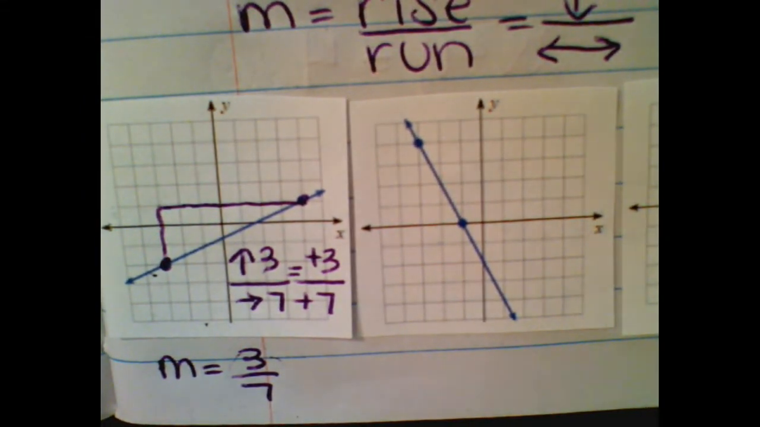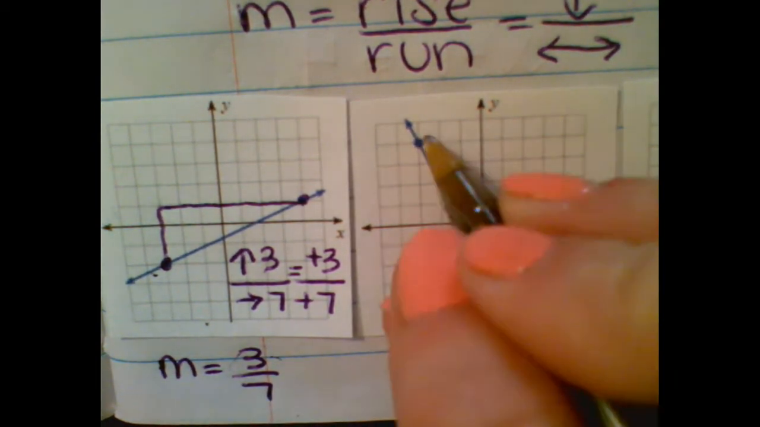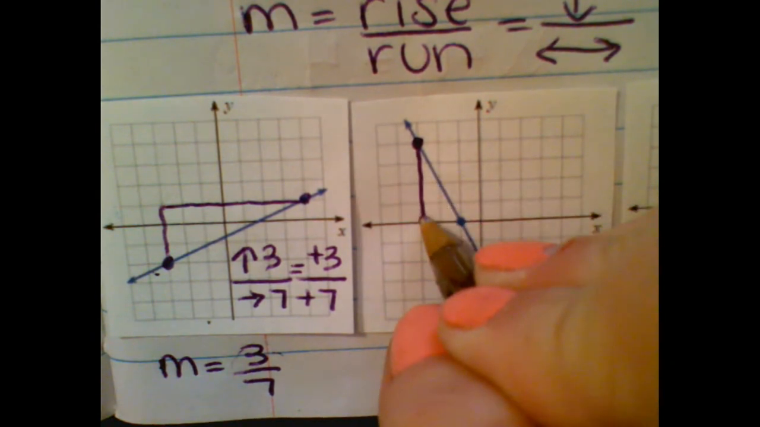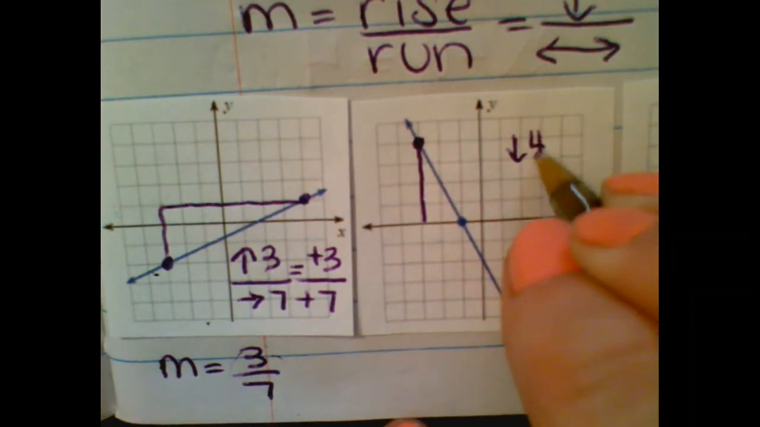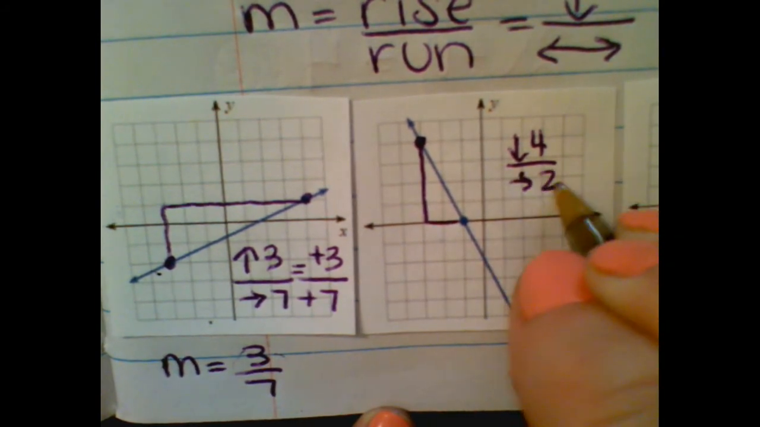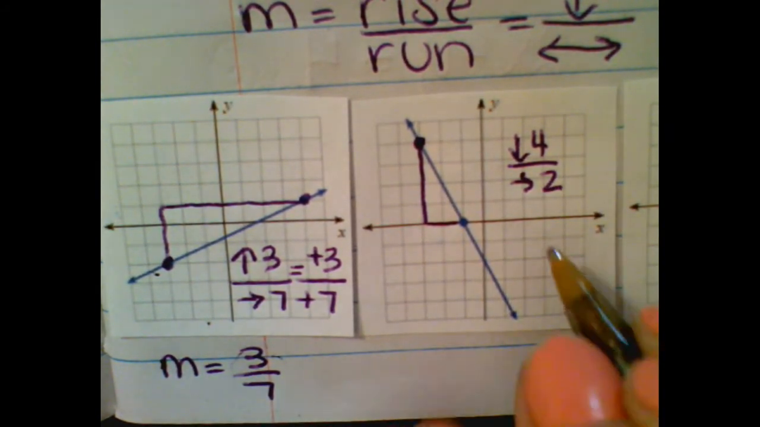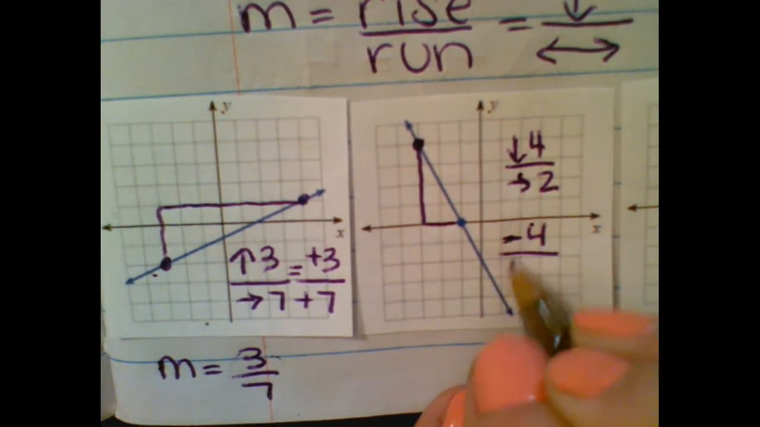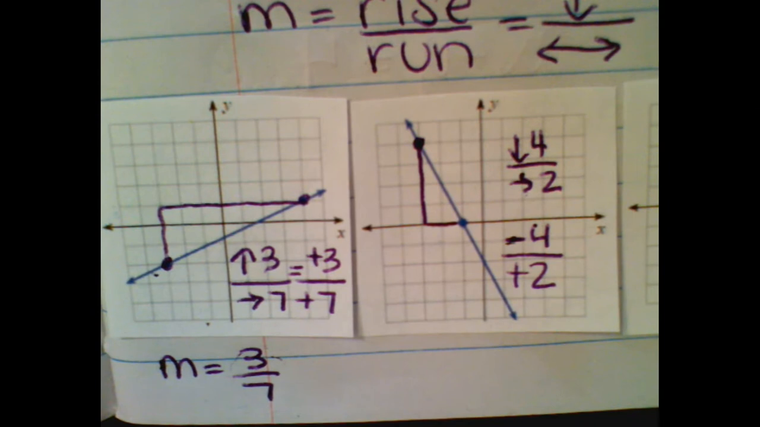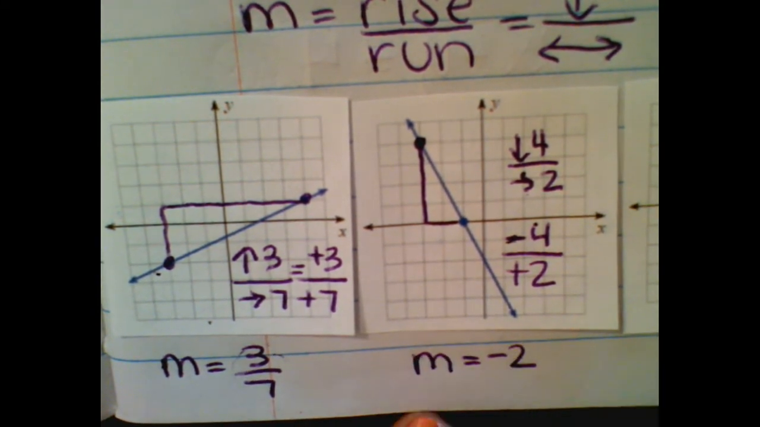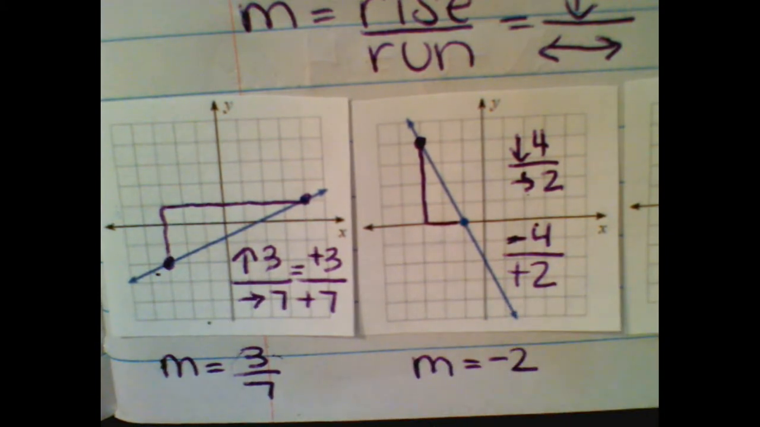The next one is negative, so I hopefully should get a negative. It doesn't matter which one you start at, I'll start here. So I go down 1, 2, 3, 4. So now I'm going down 4. And I'm going right 1, 2 to get back to the line. Well, now down is actually a -4. Right is +2. And if I type that into alpha y equals, I get -2, which makes sense because my graph is going down.